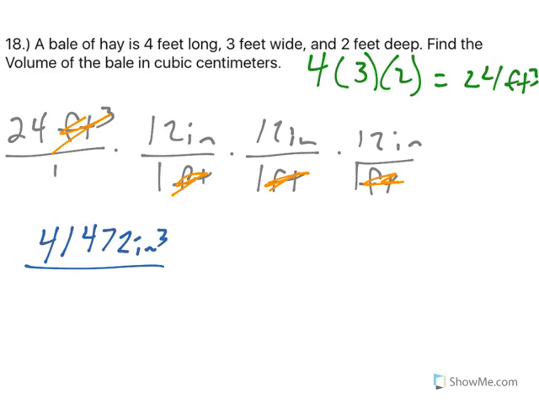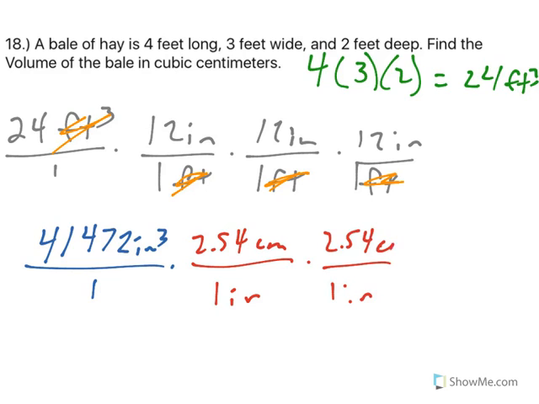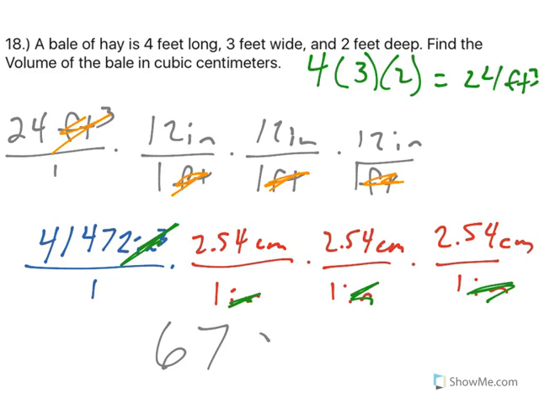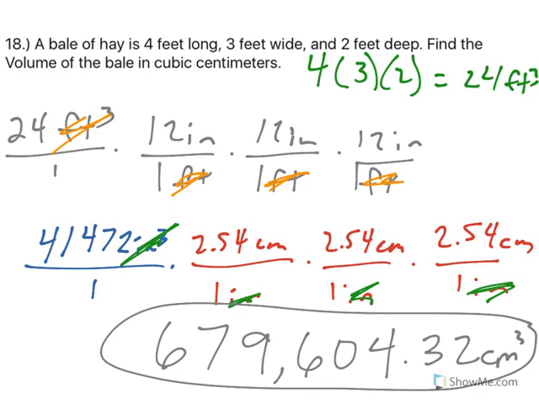41,472 inches cubed. Now I can say inches to centimeters, because 1 inch is 2.54 centimeters. And I do that 3 times. You're like, man, this is a lot of writing. Yeah, tell me about it. So by doing that, 1 inch, 2 inch, 3 inch gets rid of my inches. Now I'm in cubic centimeters. I multiply straight across, and I get 679,604.32 cubic centimeters. And that is the volume of the bale in cubic centimeters.